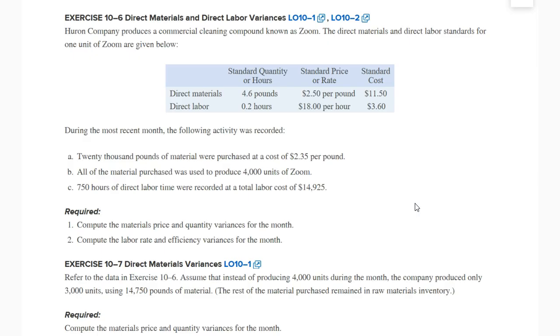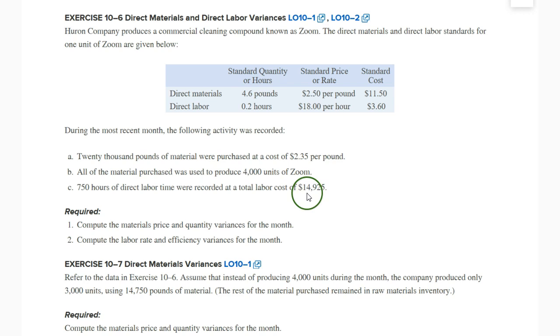Now let's compute the labor rate and efficiency variances for the month. Now the rate variance will be the difference in what you paid per hour compared to what the standard called for. And we can see here that we used 750 hours of direct labor time. That cost us a total of $14,925.